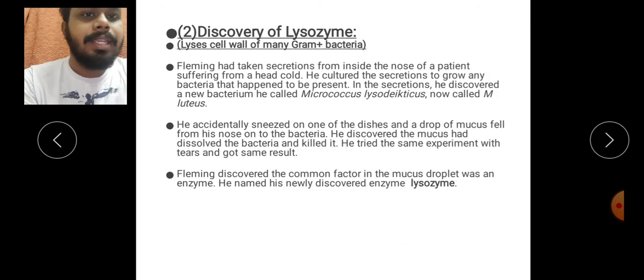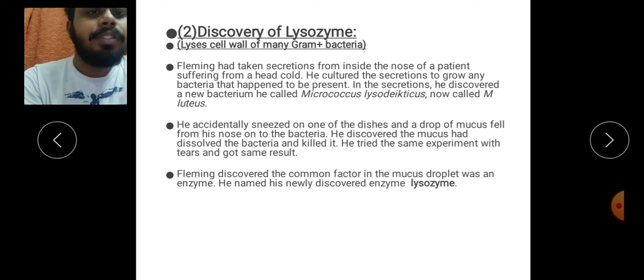Okay, so the next thing is the discovery of lysozyme. This is an enzyme. So what is the lysozyme enzyme? Lysozyme is an enzyme that lyses the cell wall of many gram-positive bacteria. Okay, so how did Fleming discover this lysozyme enzyme?